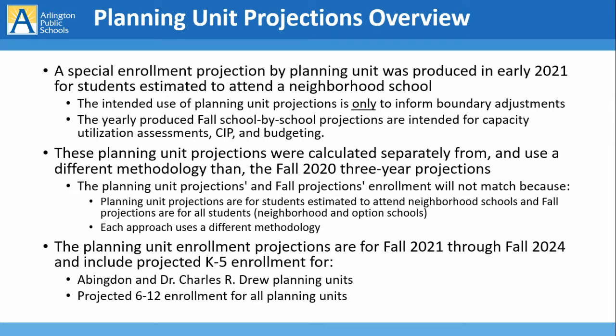And then the other thing to note is that the planning unit projections, as I mentioned earlier, are intended for boundary adjustments for neighborhood schools. And so the projections are concerned with projecting students estimated to attend a neighborhood school, whereas our fall projections include all APS students, both students who attend neighborhood schools and students who attend option schools and programs. The planning unit enrollment projections are for fall 2021 through fall 2024, and include projected K-5 enrollment for Abingdon and Dr. Charles R. Drew Elementary units. And at the middle school level and at high school level, we do include all planning units. Next slide, please.